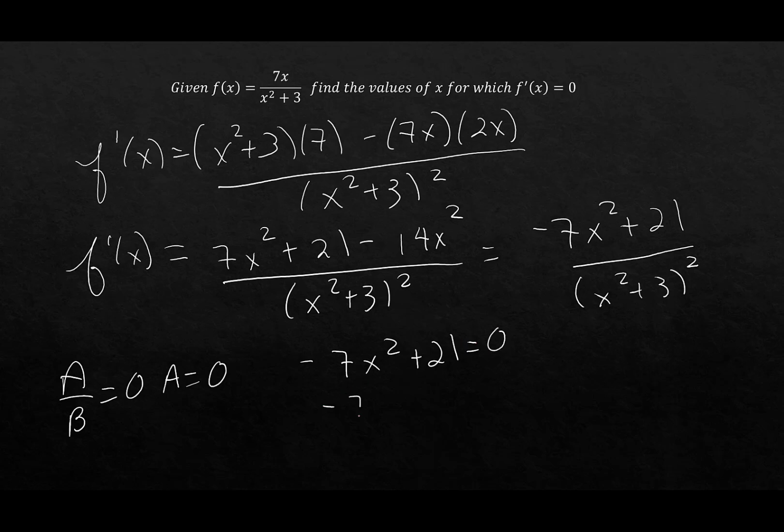That'll say negative 7x squared equals negative 21. Divide by negative 7: x squared is 3. We're going to take the square root. That says x is equal to plus or minus the square root of 3. I don't need to do anything further than that. The only thing I had to find were the values for where f prime of x equals 0. That's what we found.